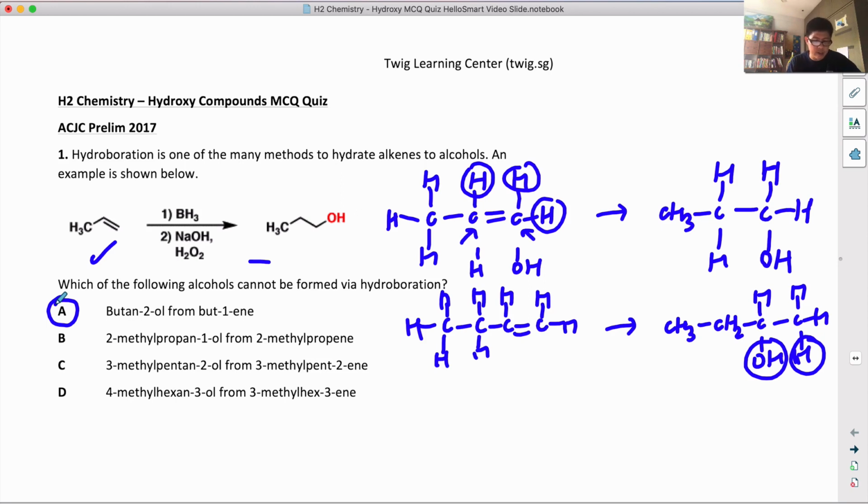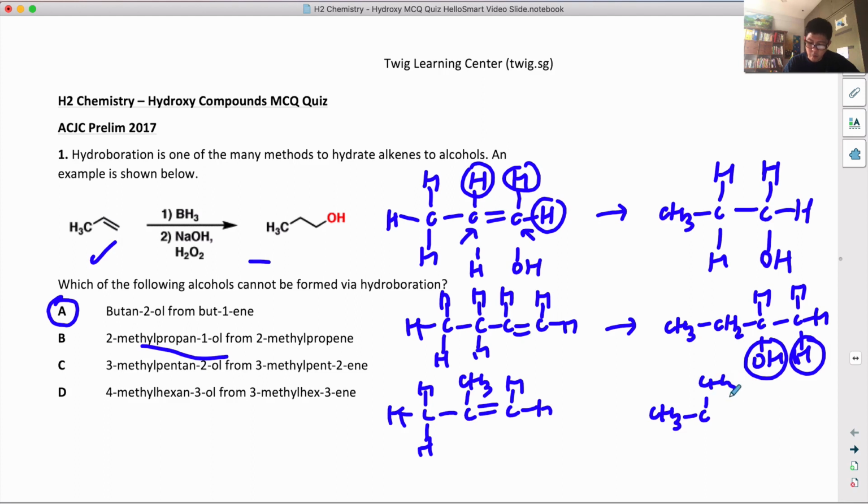Let's look at option B, whether it's feasible. We start from 2-methylpropene. So 2-methylpropene looks like this. 2-methyl means the CH3 on the second carbon. So what you get is 2-methylpropan-1-ol, which means 1-ol, the OH goes here and the H goes here.